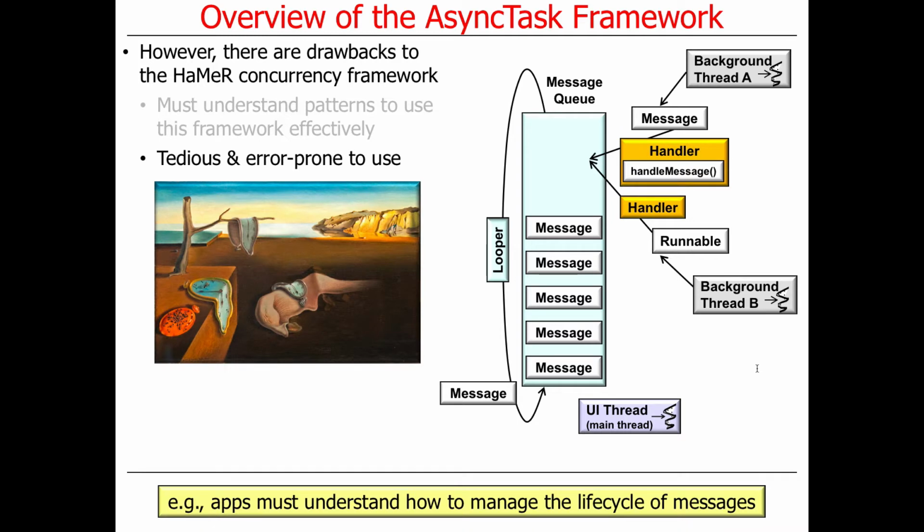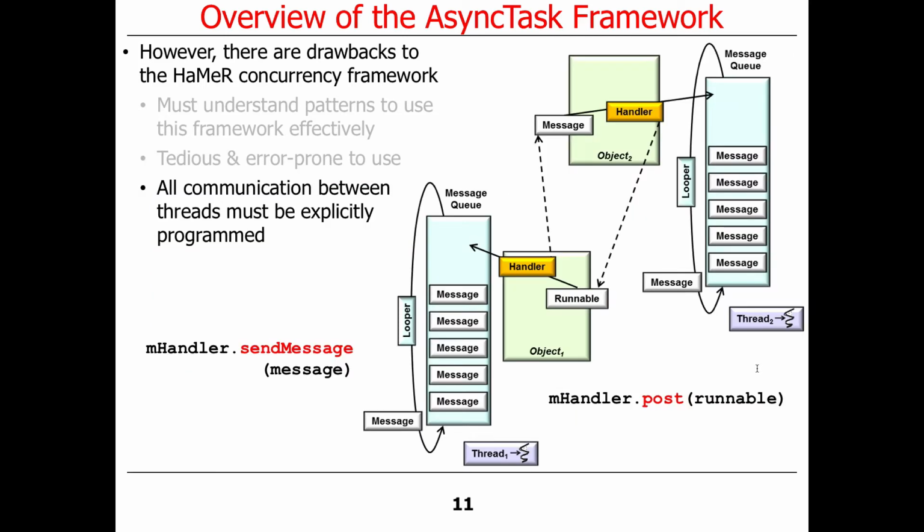It's also a bit tedious and error-prone to use, especially if you start sending messages. There are some subtleties about the life cycle of those messages. There's a callback hook method called handle message, and the message itself only lives for the duration of that callback. If you want it to live longer, you have to do some extra things to save its state, so it's a little tricky to program correctly. Moreover, for all the communication between the threads, anytime you want to post or send anything, you have to do that explicitly. You have to write code that sends a message or posts a runnable. Not the end of the world, but it's extra work.